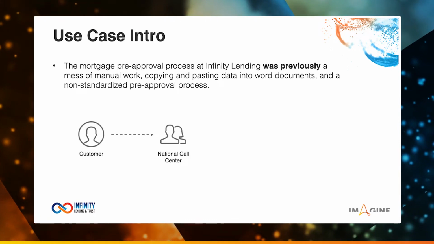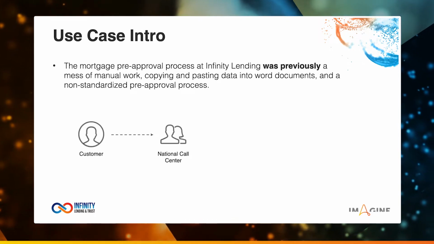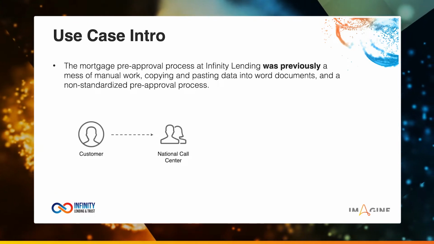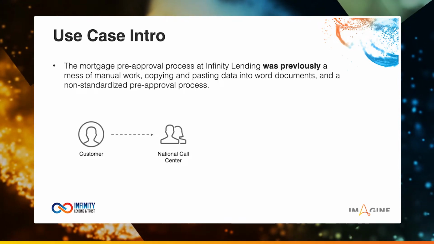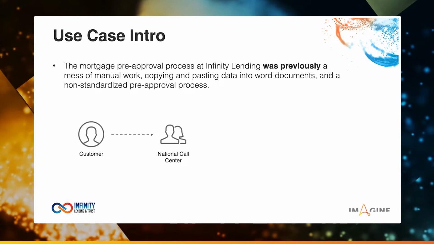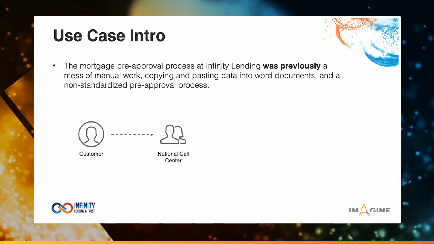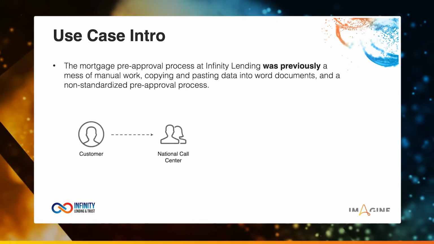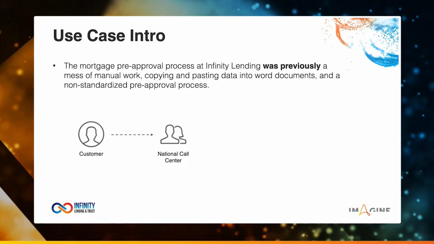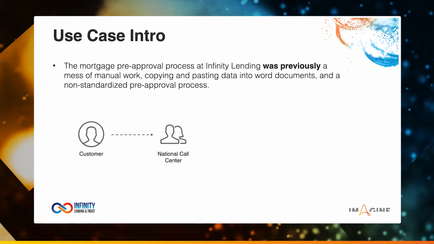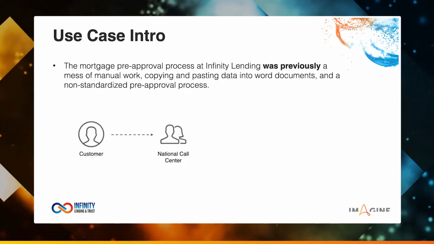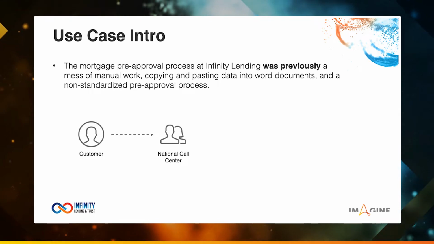So it starts off with a customer who might call the national call center for Infinity Lending and Trust, saying, hey, I'm about to start looking at homes. I want to be able to make an offer on a home. I need a pre-approval letter to be able to do so. That call center representative would take down the information from that customer: their name, are they going to have a co-applicant, what their income is, co-applicant income, kind of what price range they're looking at for homes, things like that. That data would then be emailed off to a loan officer.